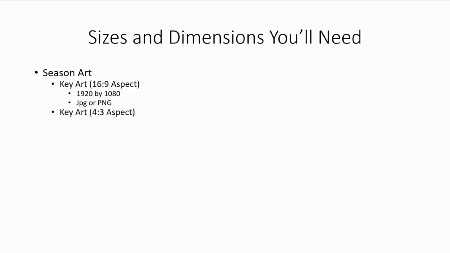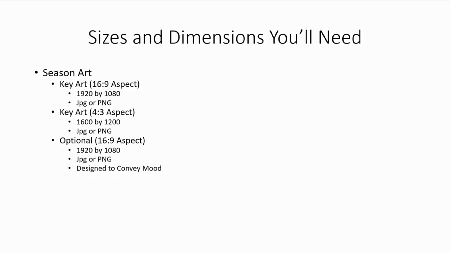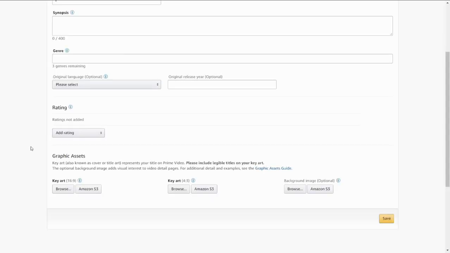There's key art that you'll need to create that is also a 4 by 3 aspect ratio. That'll need to be 1600 by 1200, JPEG or PNG. And there is an optional file that you'll want to upload that's a 16 by 9 aspect ratio. It's 1920 by 1080, JPEG or PNG, and this is going to be a background image. It's only going to appear on the devices in order to convey mood. And you'll see the request for these when you are uploading your image. You'll see one here in the key art area as well as the background image.